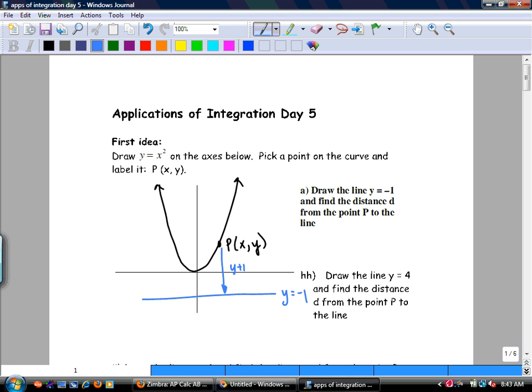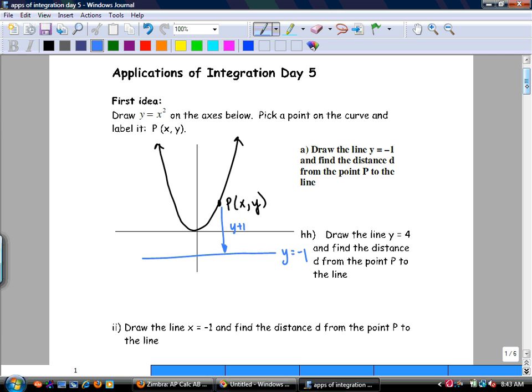Can I just drill a hole in my head right now? Draw the line y equals 4 and find the distance d from the point P to the line. Well, I guess this one will depend on where you put the point, because it could be 4 minus y, or y minus 4, depending on where you put that point. Okay.